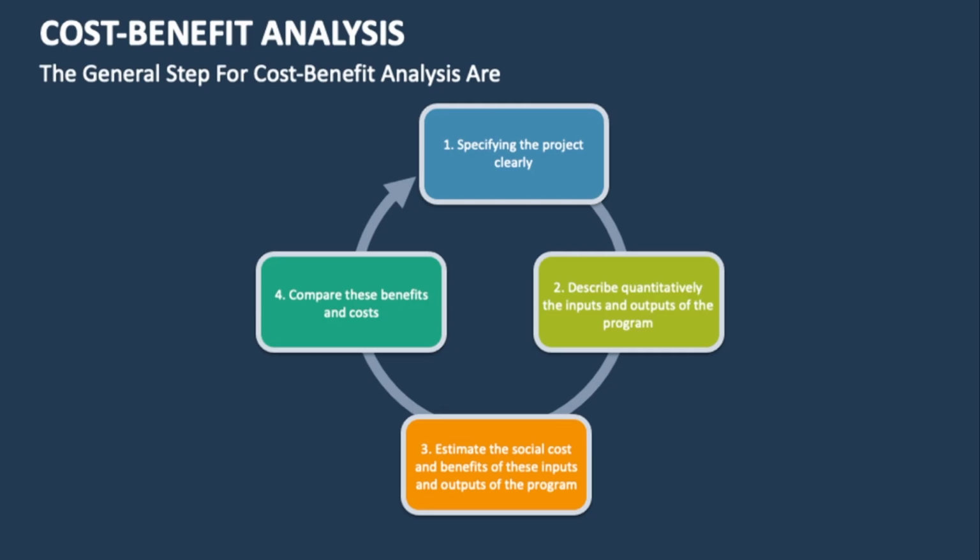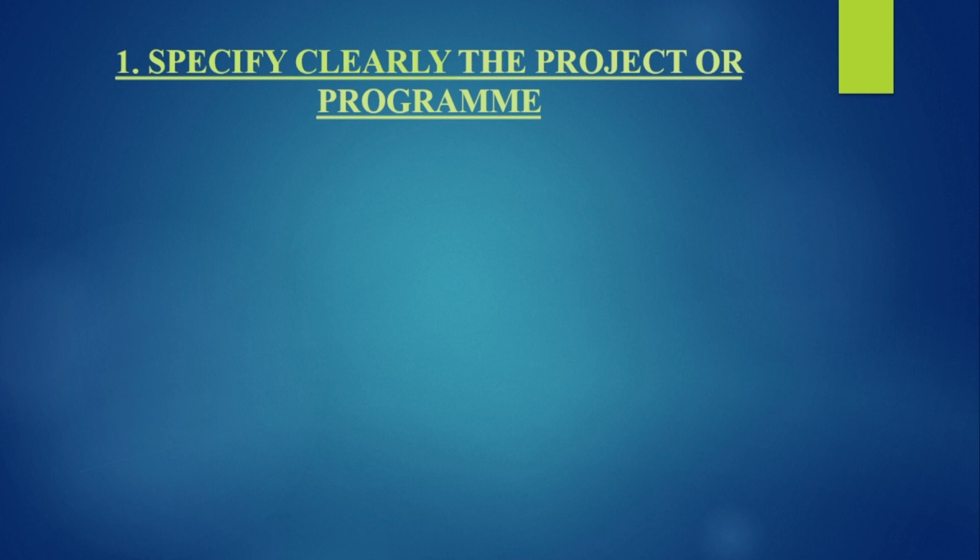The general steps for cost benefit analysis are: first of all, specify the project clearly. Secondly, describe quantitatively the inputs and outputs of the program. Thirdly, estimate the social cost and benefit of these inputs and outputs of the program. And fourthly, compare these benefits and costs. First of all, specify clearly the project or programs.